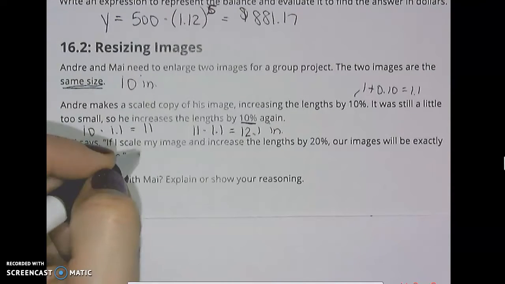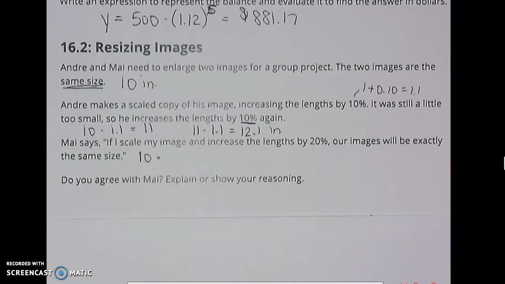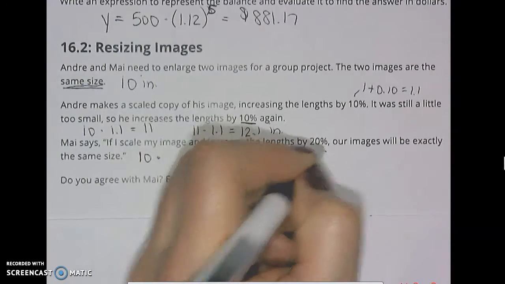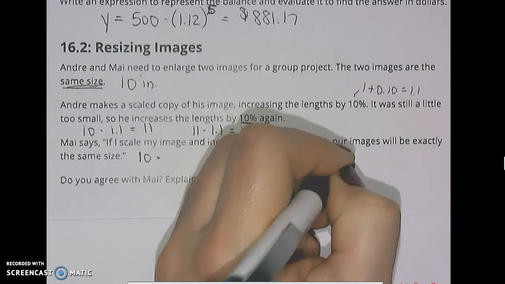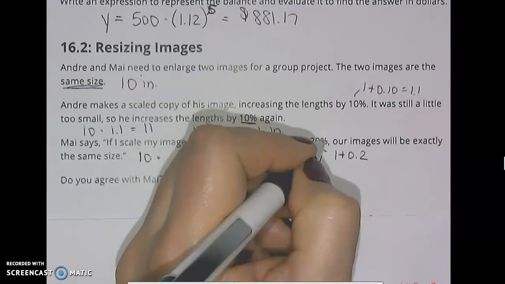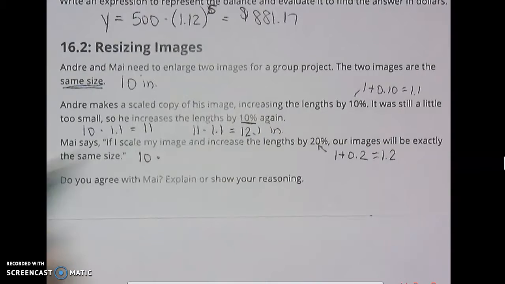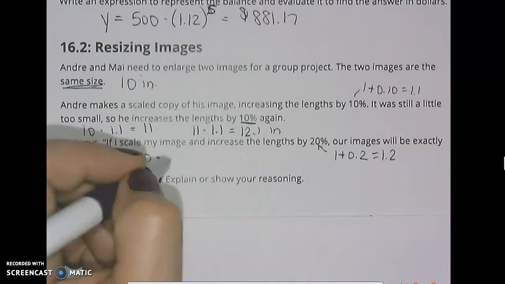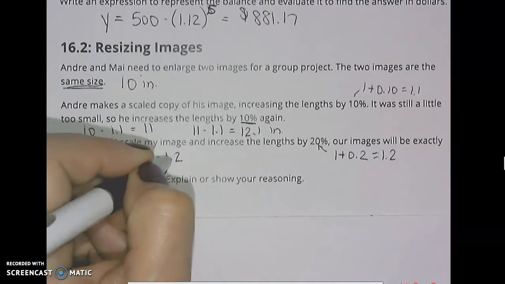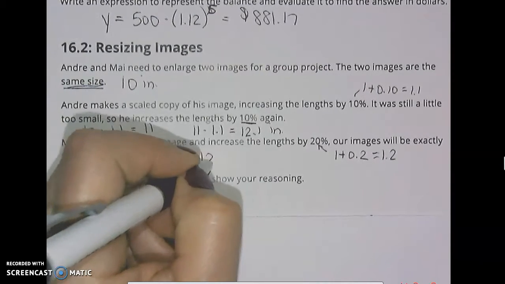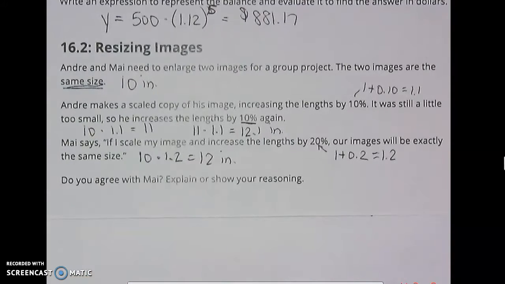So again, they're starting with the same amount, 10 inches, the same length. So then 20%, this would be 1 plus 0.2 because we moved that decimal place over twice. So Mai's factor is 1.2. And we are enlarging these, so this is a growth factor. If we multiply 10 by 1.2, we get 12 inches. So are these two amounts the same?